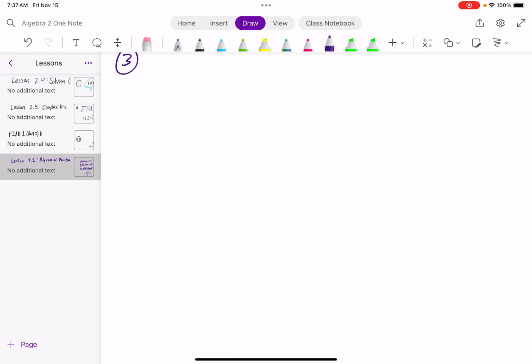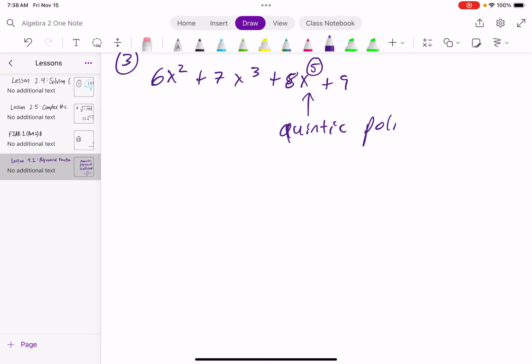Classify this polynomial. Well, here, if we have this, the highest degree is to the fifth, right? So this is a quintic polynomial, right? Quintic means 5.